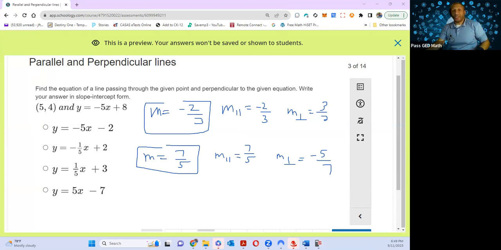So on the GED, since it's multiple choice, if you know that parallel lines have the same slope and perpendicular lines have the negative inverse, right away you should be able to eliminate. Like I could see this is -5. So I know right away my slope is going to be positive, right? So I know it's not A, I know it's not B, because they're asking about the perpendicular. Since I know my slope is -5, I know my answer has to be positive. So right away, I eliminate two choices. I know that -5, if I flip it, is positive 1/5.